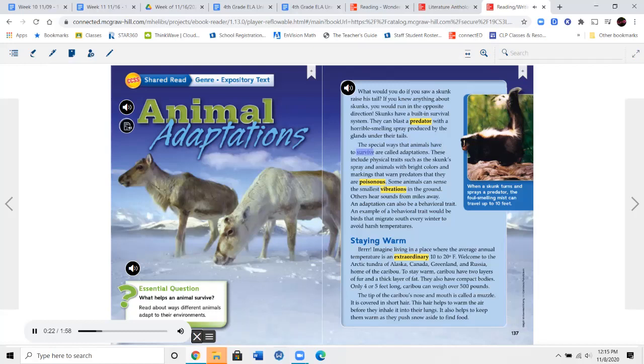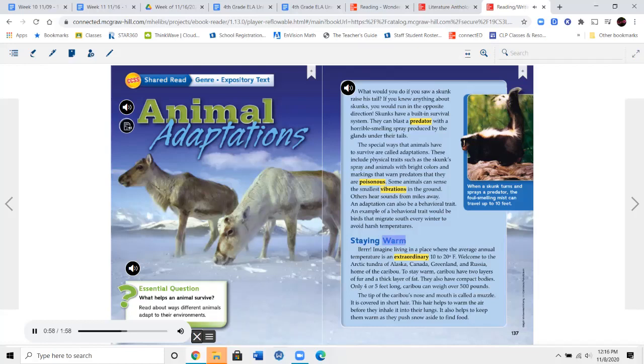These include physical traits, such as the skunk spray, and animals with bright colors and markings that warn predators that they are poisonous. Some animals can sense the smallest vibrations in the ground. Others hear sounds from miles away. An adaptation can also be a behavioral trait. An example of a behavioral trait would be birds that migrate south every winter to avoid harsh temperatures.